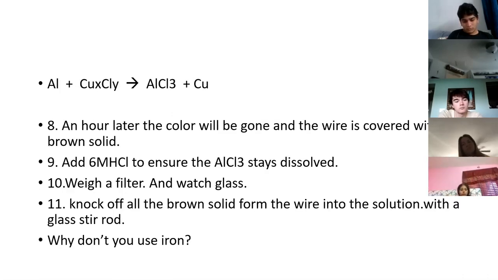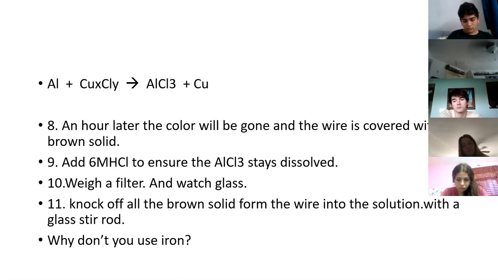All right, about an hour later, the color of the solution's gone and the wire is covered by a brown solid. I add 6 molar HCl to make sure that the AlCl3 stays dissolved. I get a filter paper, I weigh it, and I knock off all the brown stuff from the wire into the solution, and I pour it through the filter paper.